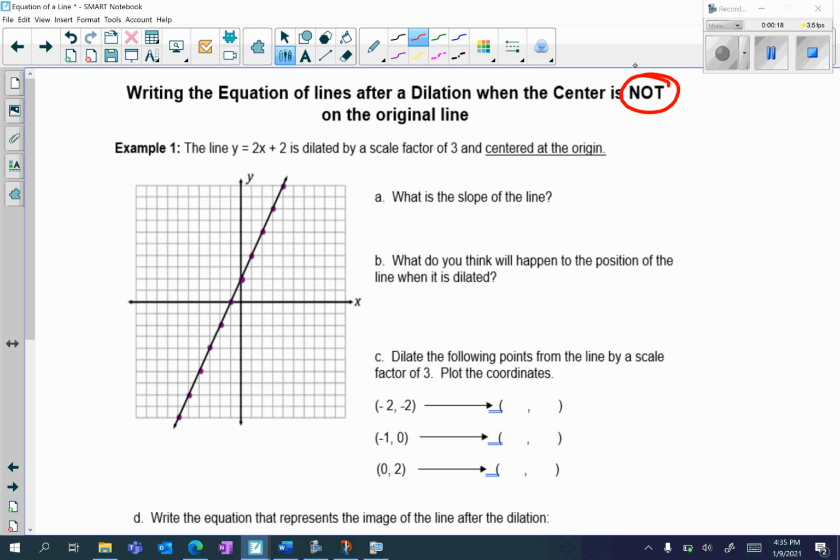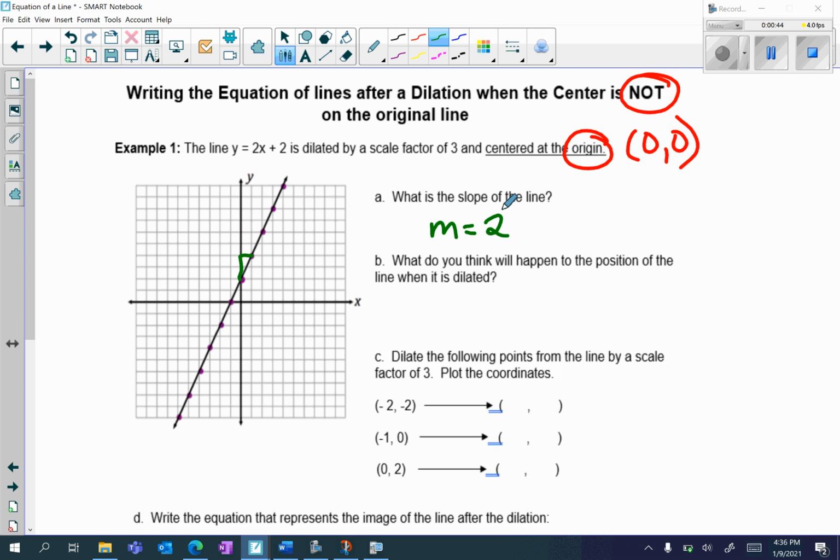So here in example 1, the line y equals 2x plus 2 is dilated by a scale factor of 3 and centered at the origin. Remember, the origin is 0, 0. So first, what is the slope of the line? Well, let's count the boxes. We're going up 2 and over 1, so our slope is 2.